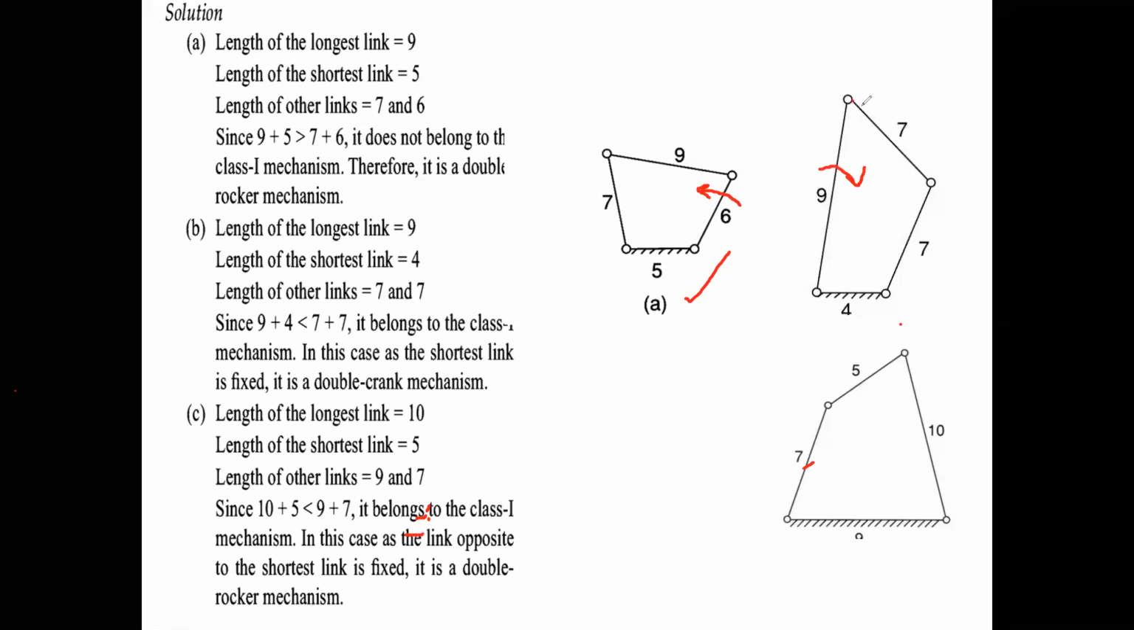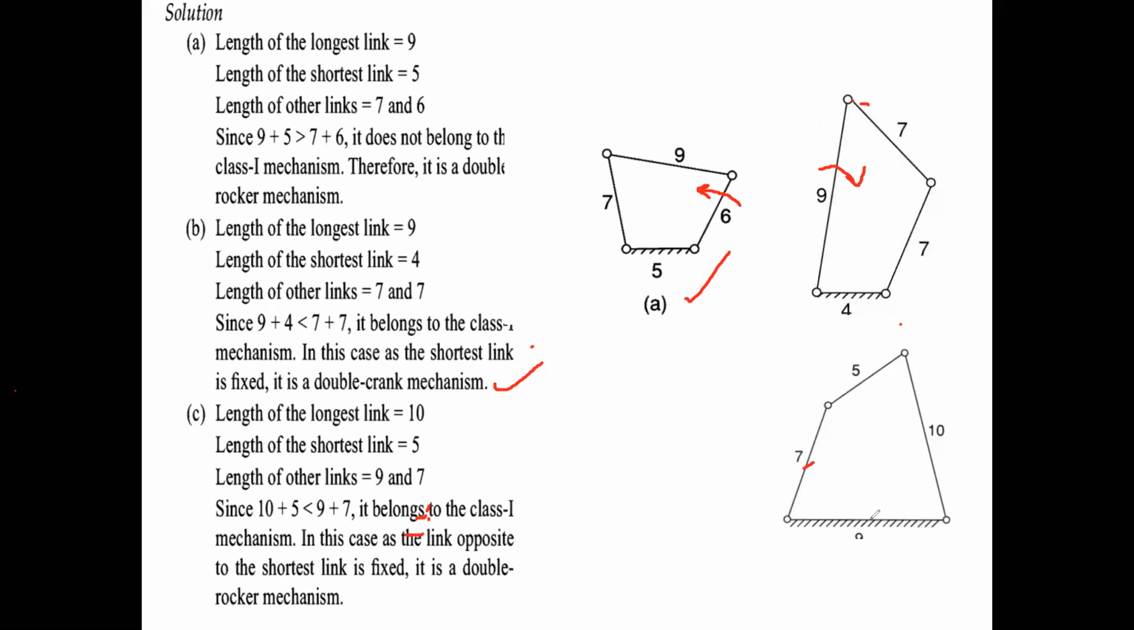For example, it is also a rotating motion. The link of length 9 has rotating motion. And again, the 7 link is also doing the same thing. So a double crank is obtained in our mechanism. That is represented here.